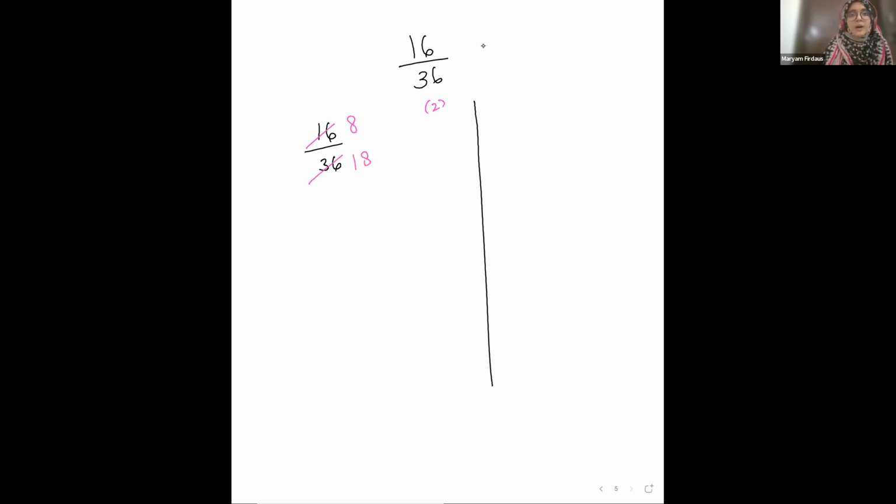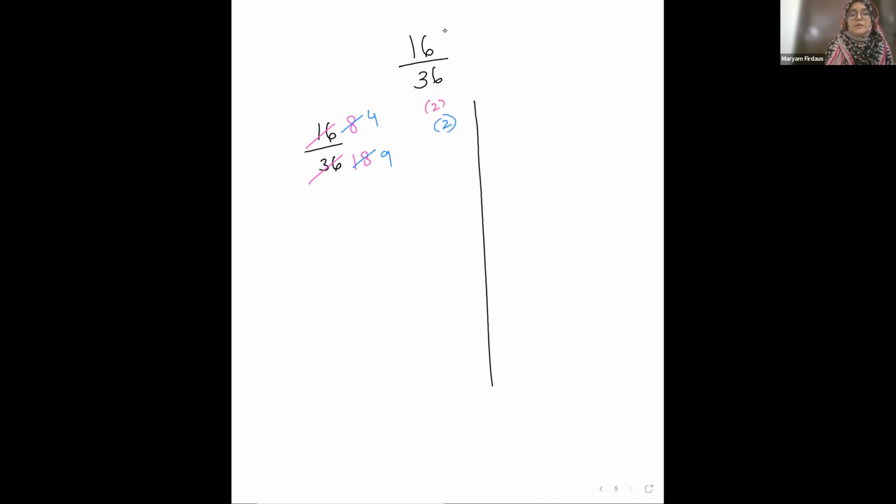Now again, 8 and 18 have something in common. What do they have in common? They don't have 4. It's 2. Again, they have 2 in common. So 2 fours are 8 and 2 nines are 18. So you have 4 by 9. So your final answer is 4 by 9.